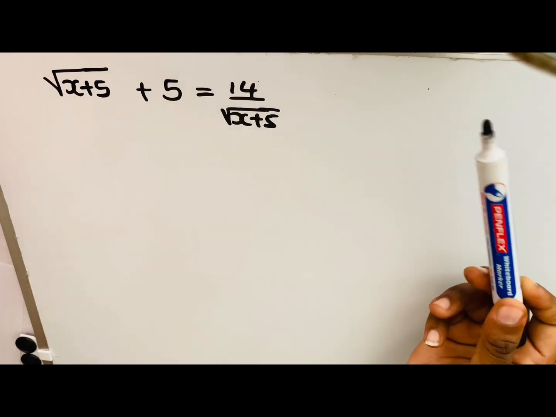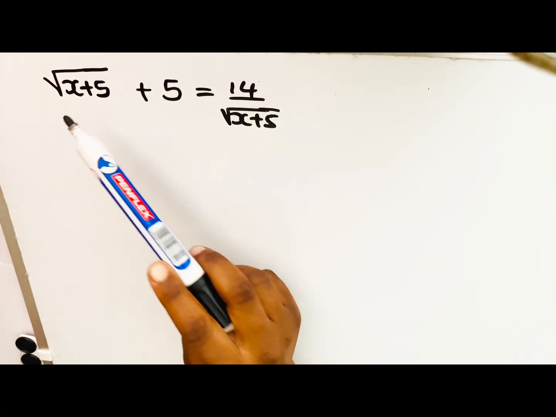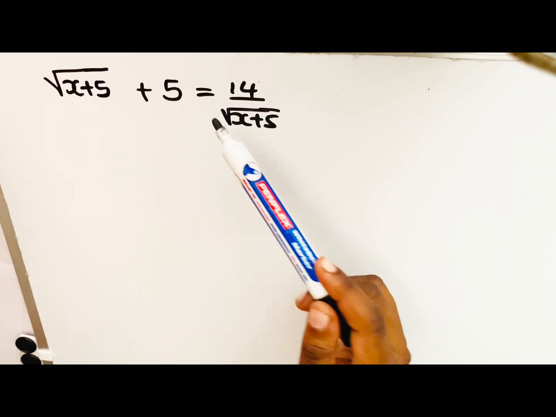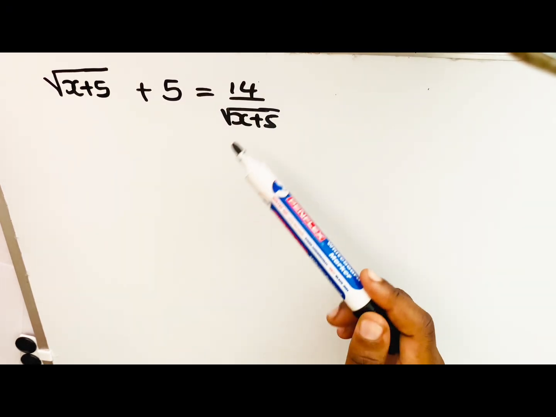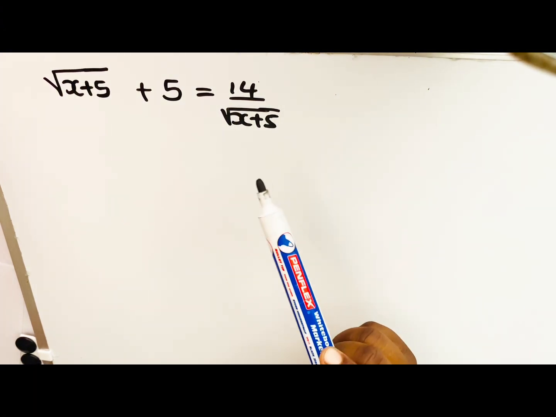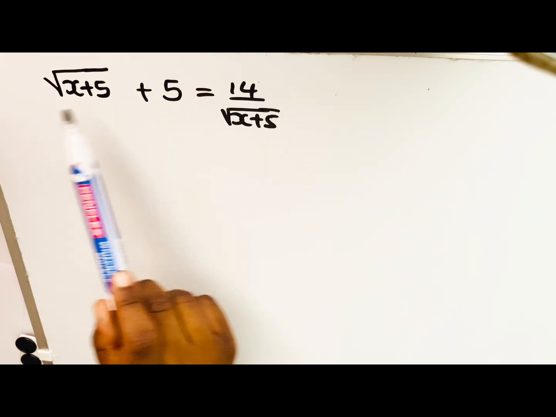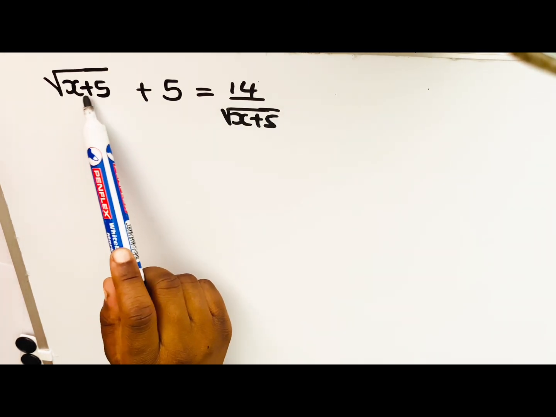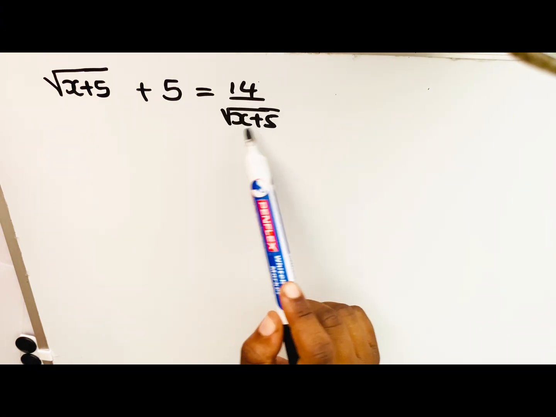Sometimes if you get to the exam and find this kind of question, you have a root: √(x+5) = 14/√(x+5). Then you ask yourself, how are you going to solve for the value of x in this case? Because of these roots, maybe you'll be wondering. But if you check, √(x+5) is on the left hand side, and again √(x+5) is on the right hand side.